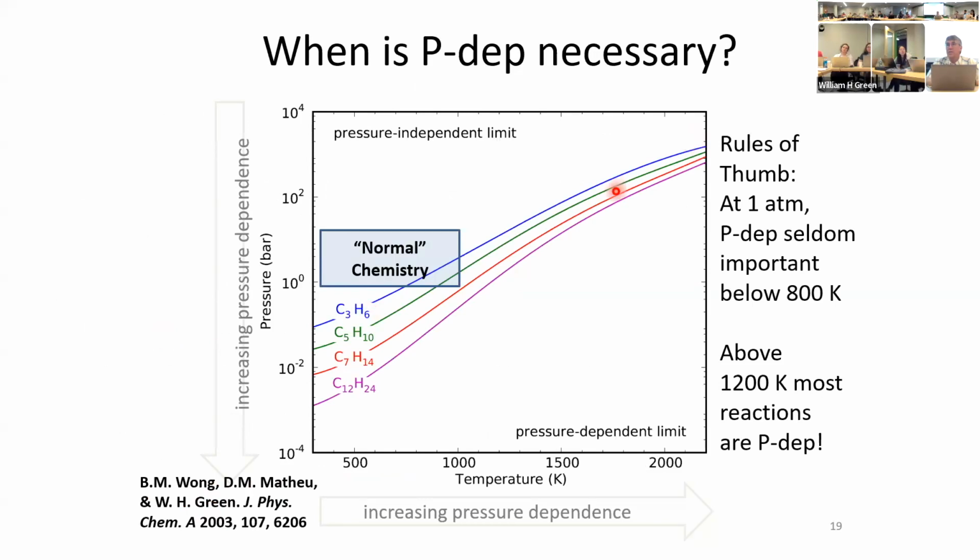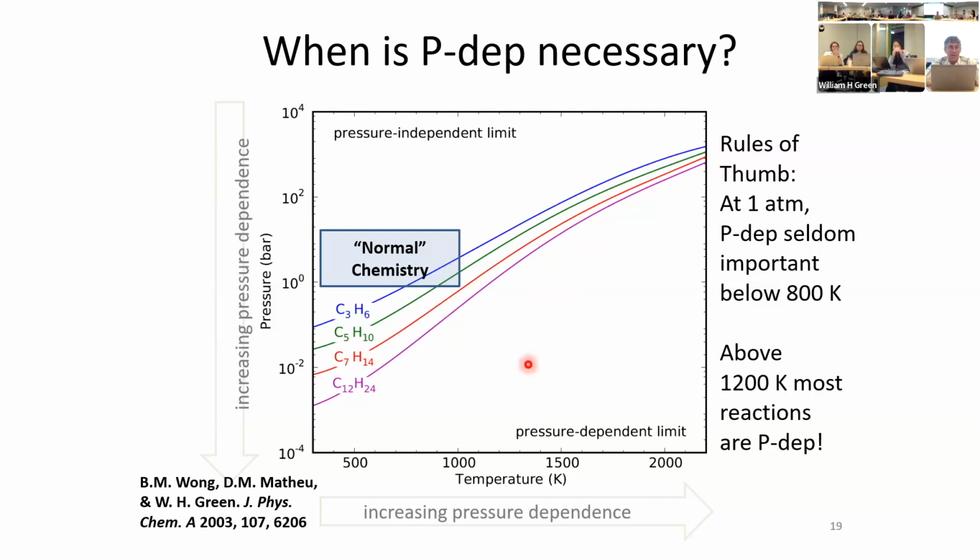So when do you have to bother with this? When the pressure is high and the temperature is low, what I call normal chemistry, you usually don't have to worry about it, only for some specialized reactions. So at 1 atmosphere, if you're below 800 Kelvin, you can pretty much ignore the fact that pressure dependence exists, and you'll be wrong in a couple specialized reactions, but most of the time you'll be fine.